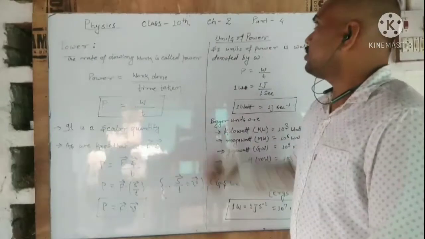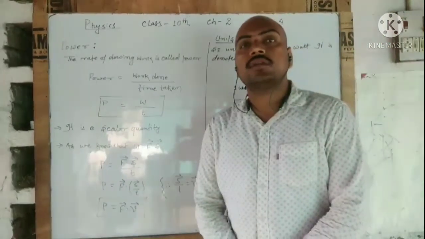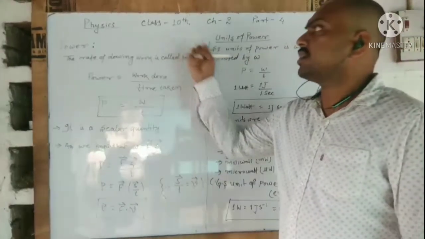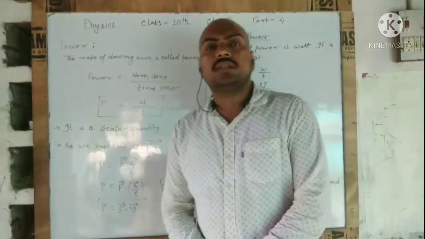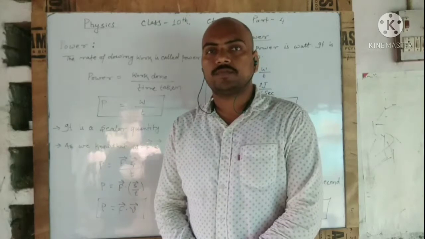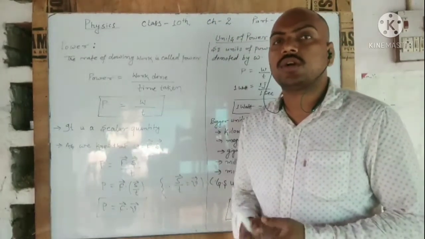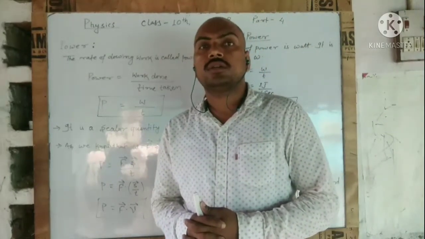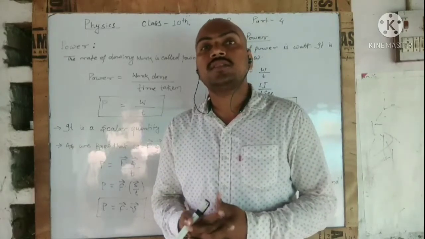Now we are going to start the fourth part of chapter 2, that is power. Class 10, power. First of all, a question rises in our mind: what is power? Basically, the rate of doing work is called power. How fast a person does his work is called his power.